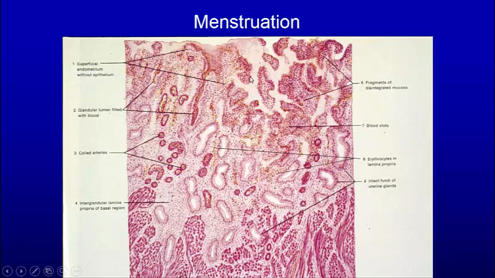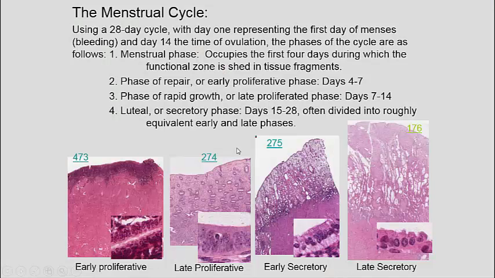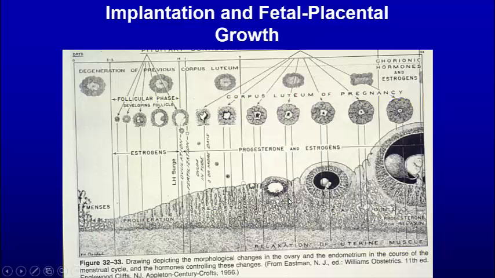Here we see where the glands are just sloughed off, and you get blood out through there during menstruation. And here we can see the whole cycle. You've got the menstrual phase. After the menstrual phase, you've got the early proliferation phase, late proliferation phase, early secretory phase, and late secretory phase. So these are different days of the 28-day cycle. And if she's not pregnant, then the process is just repeated again.